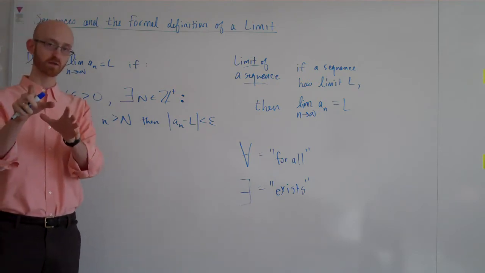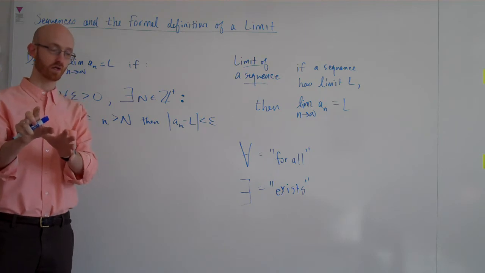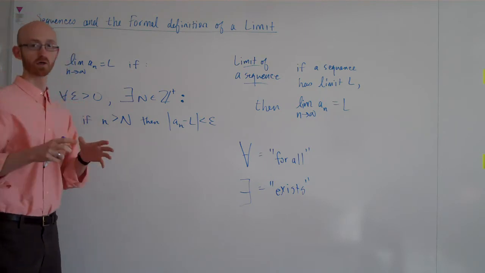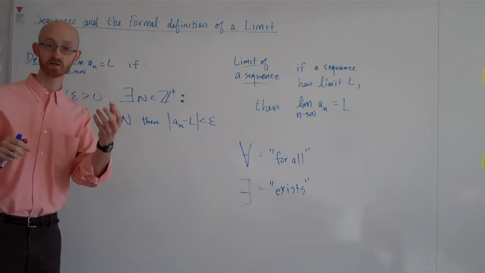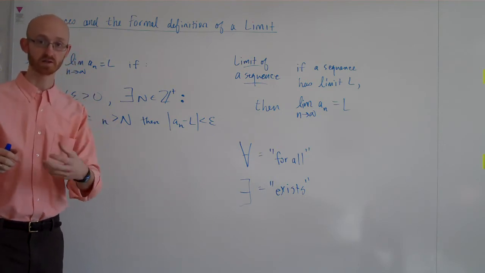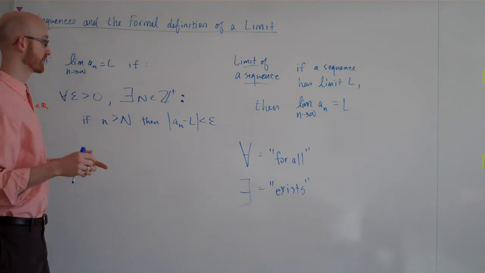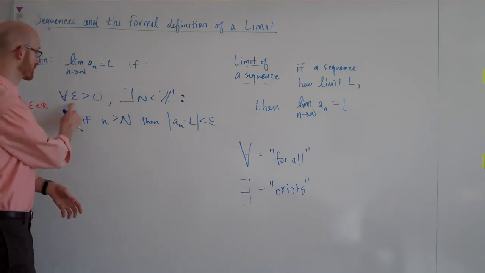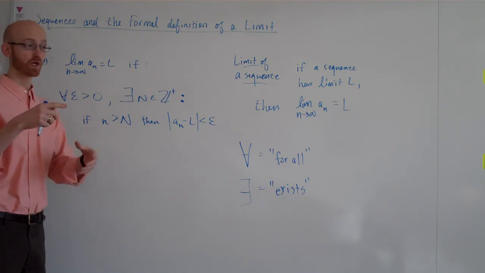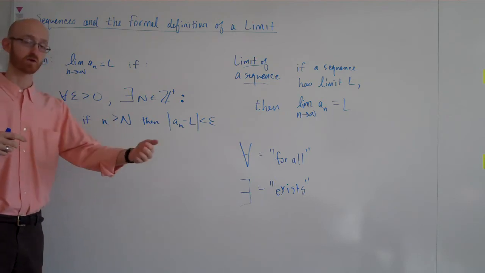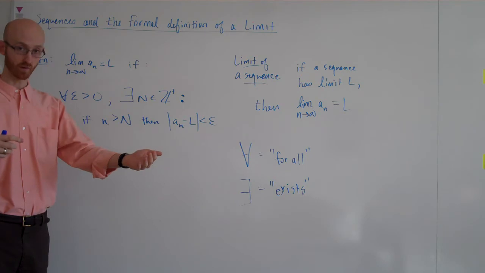What your job to do, the onus is on you as the prover here to show the person who's saying, well, can you get this close? Can you get within 1/1000th? Your job is to show them that no matter what number they name for epsilon, you can produce the certain term that they would have to go to.